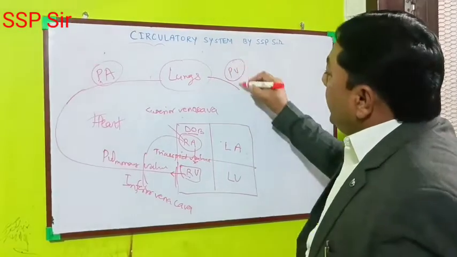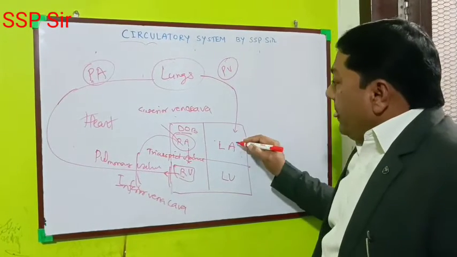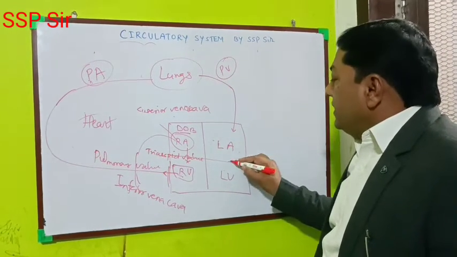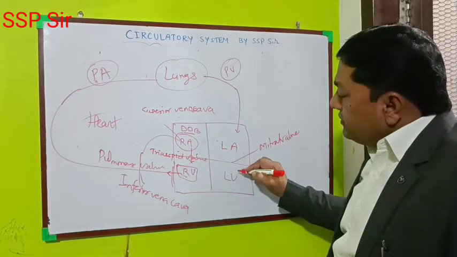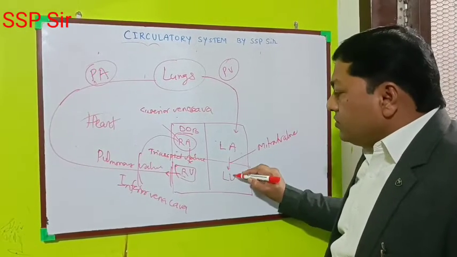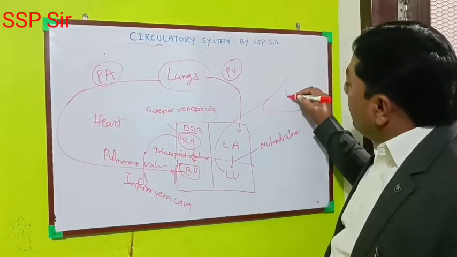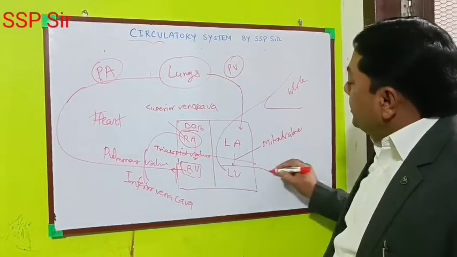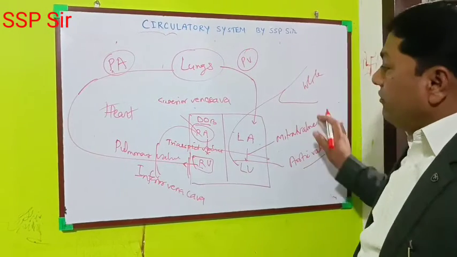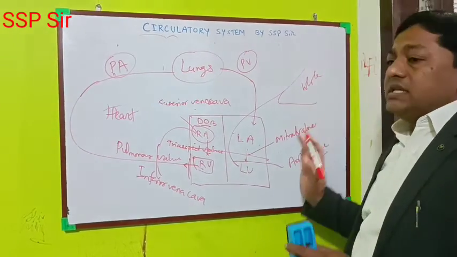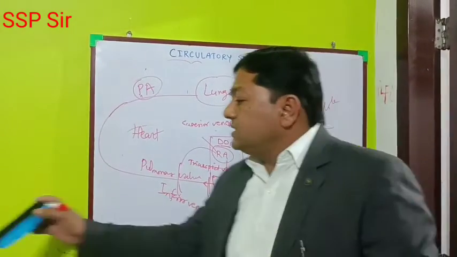From the lungs, via the pulmonary vein, the blood reaches the left auricle, and from the left auricle there is the mitral valve. From the left auricle the blood reaches the left ventricle, and from the left ventricle the blood goes into the whole body, and here is the aortic valve. With the help of the aorta the blood goes into the whole body. Okay, this is about the heart and its circulation.